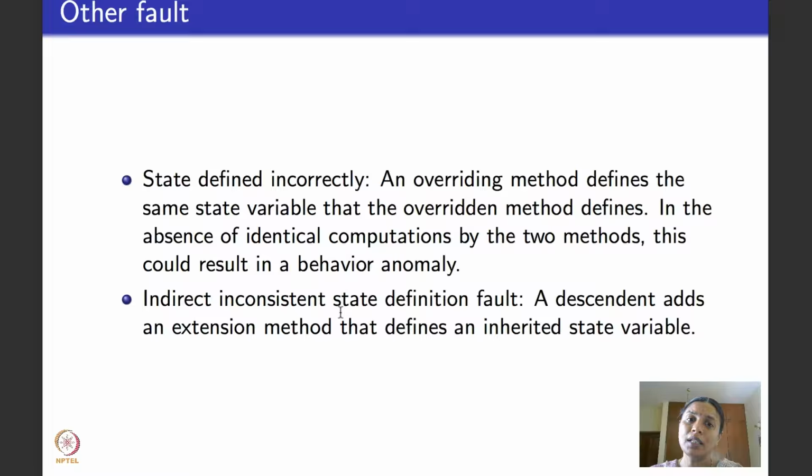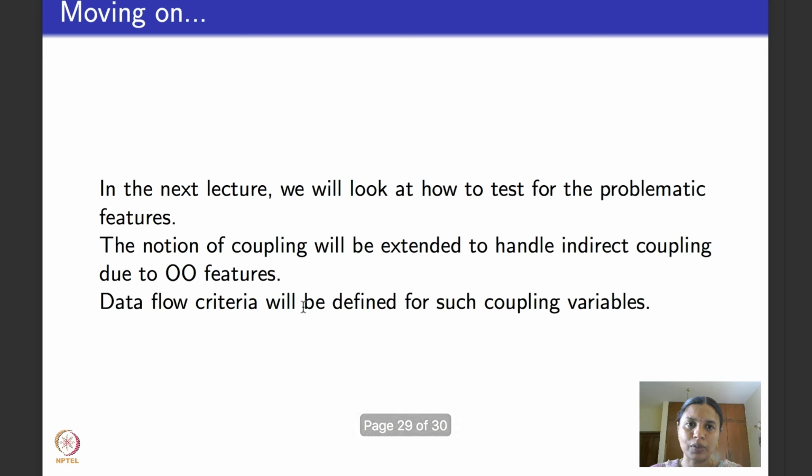The next is indirect inconsistent state definition fault. This happens when a descendant adds an extension method that defines an inherited state variable. In the reference that I'll be pointing you to, you'll find examples for these also. Feel free to look at them and you can ping me in the forum if you don't understand anything or you have doubts.